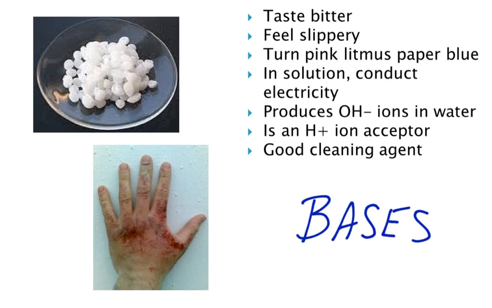Bases are the opposite of acids. They taste bitter, not that it's recommended that you taste many of them. They feel slippery and soapy to the touch. They turn pink litmus paper blue. In solution, they also conduct electricity. They produce hydroxide ions, that's their Arrhenius definition. Or they're considered an H plus ion acceptor, that's their Bronsted-Lowry definition. And they're good cleaning agents. Here we have a picture of sodium hydroxide, tiny pellets.